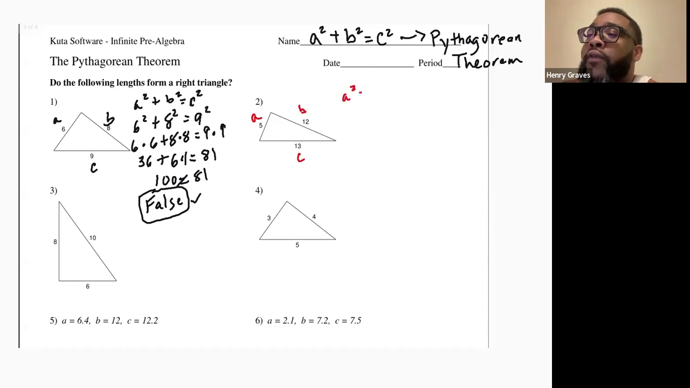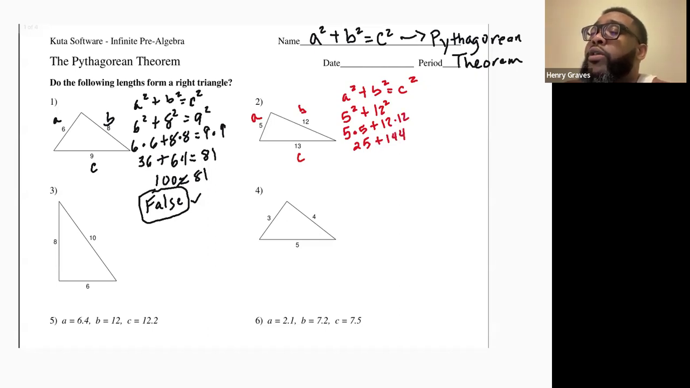A squared, I know, is 5 to the second power, which is 5 times 5, which is 25. B squared is 12 to the second power, and that's 12 times 12, which is 144. C squared is 13 squared. I know that's 13 times 13, which is 169. And I think this one has a good chance of being true. So let me use my calculator to do 25 plus 144, which is 169. And yes, 169 is equal to 169. And this makes this indeed true.